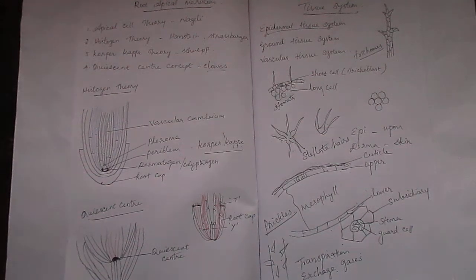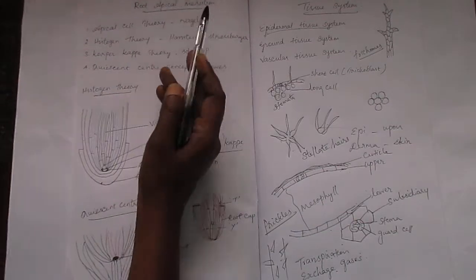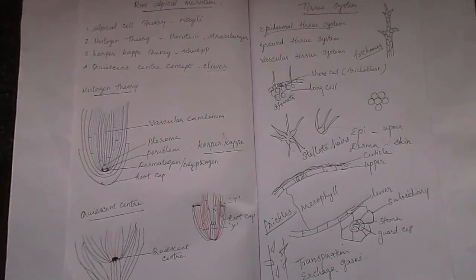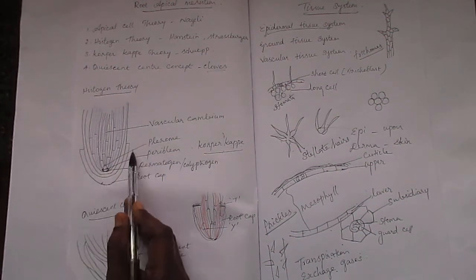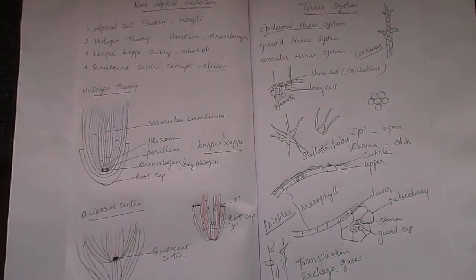Good morning, students. Let's move to the next topic, root apical meristem. Root apex is present opposite to the shoot apex. The roots contain root cap at their apices and the apical meristem is present below the root cap. Look at this picture. Here is the region of root cap.